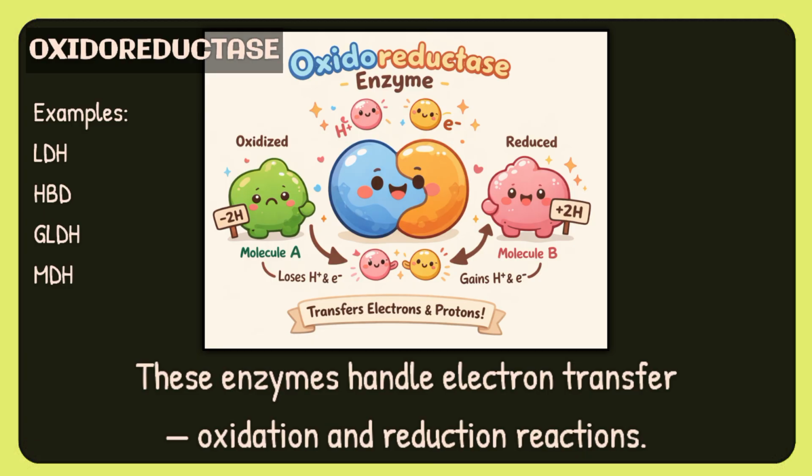As you can see in the picture, the oxidoreductase enzyme is in the middle, acting like a helper. On the left, molecule A is oxidized. It loses hydrogen ions and electrons, so it looks a bit sad. The enzyme takes those electrons and protons and passes them to molecule B on the right. Molecule B gains them, so it becomes reduced and looks happy. In short, oxidoreductase enzymes help move electrons and hydrogen from one molecule to another. One loses, one gains.